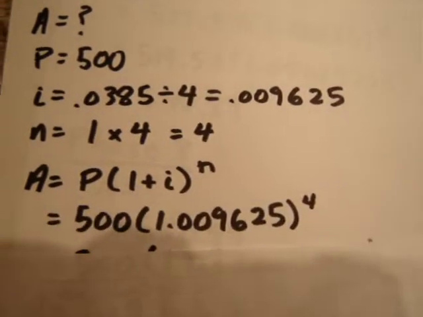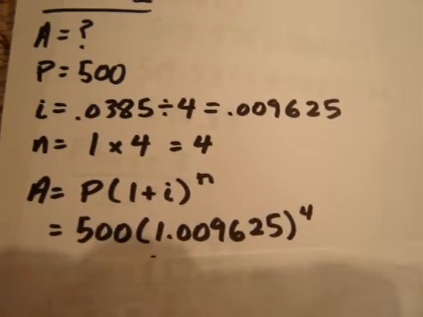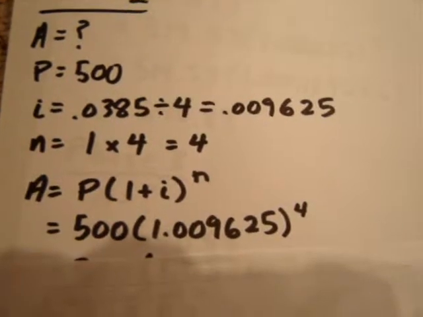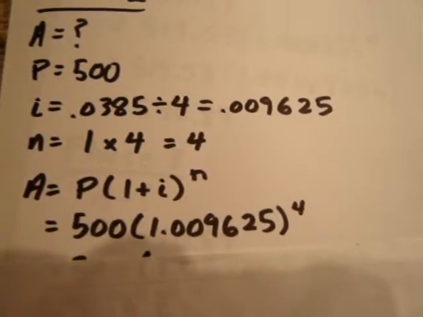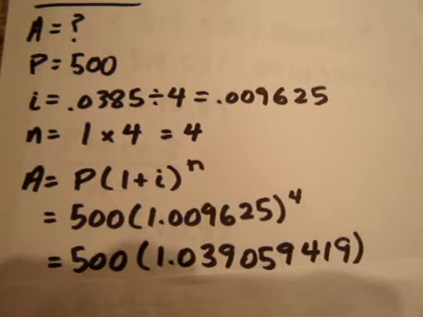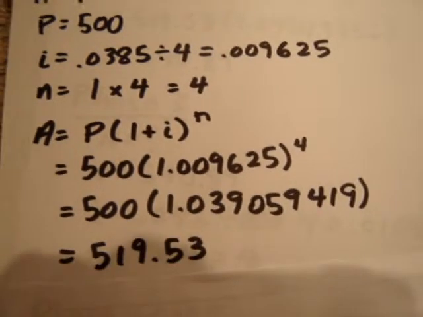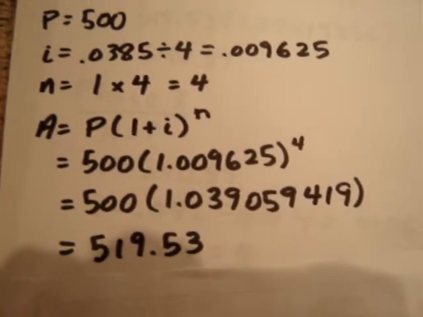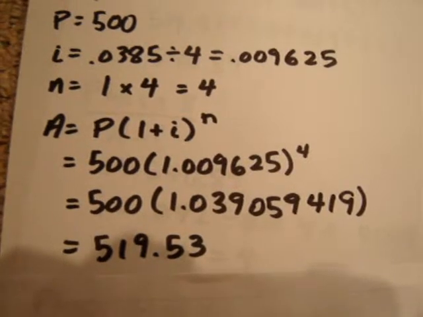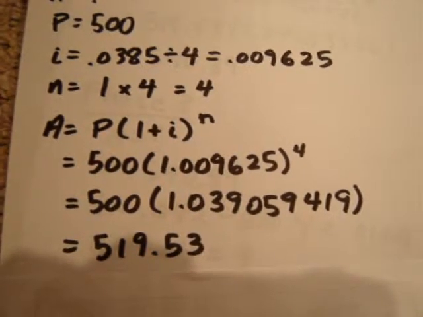Well, that's 1.009625 to the exponent 4. 500 times that amount is equal to $519.53. That's how much Cyrus has at the end of the first year.